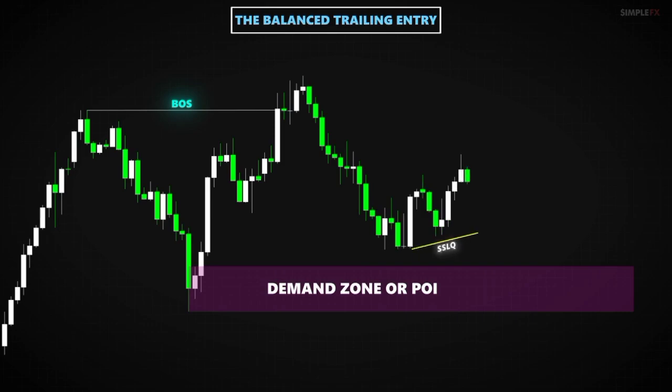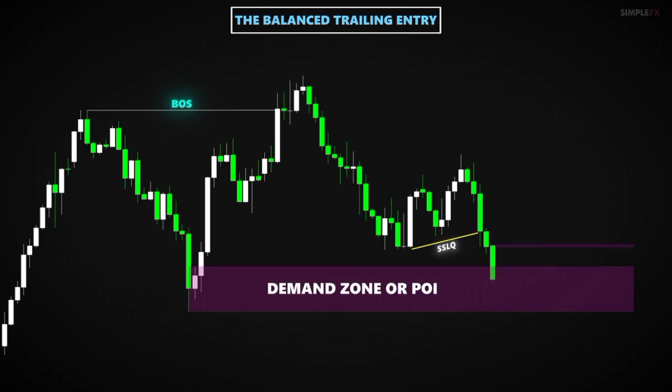But instead of placing a limit order and walking away, you wait. You let price do its thing. First, you want to see it sweep that liquidity. Once the sweep happens, watch for signs of rejection. Maybe a big wick, a strong bearish candle, or even a quick internal break of structure.